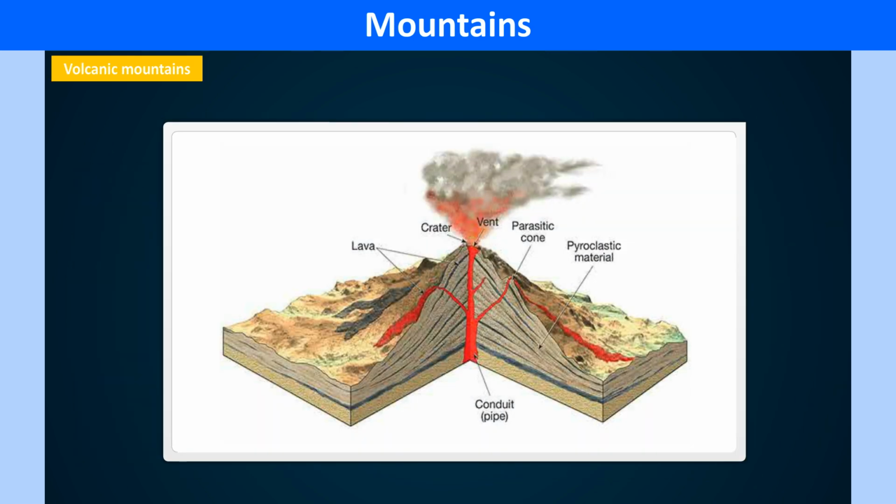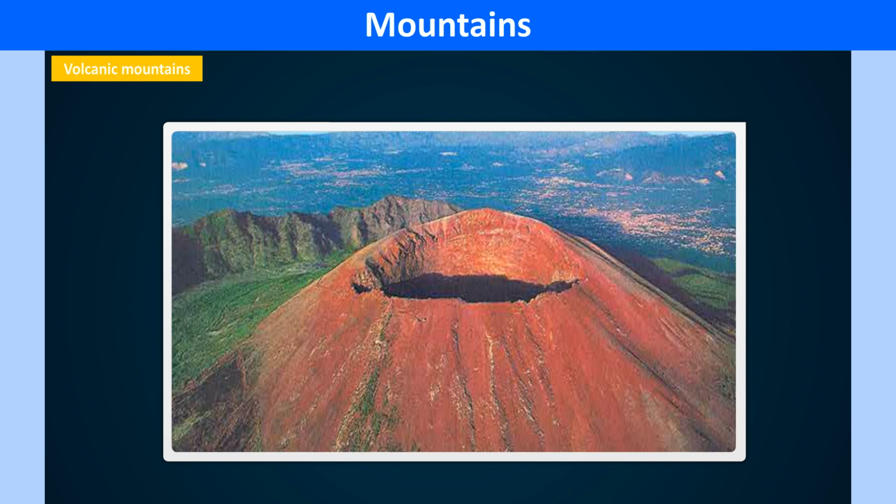Volcanic mountains. The cone-shaped mountains that are formed by volcanoes are called volcanic mountains. Lava and gases are thrown up by a vent on the Earth's surface. This lava often solidifies and forms a mountain around the vent. The top of such a mountain often has a bowl-shaped depression called a crater.